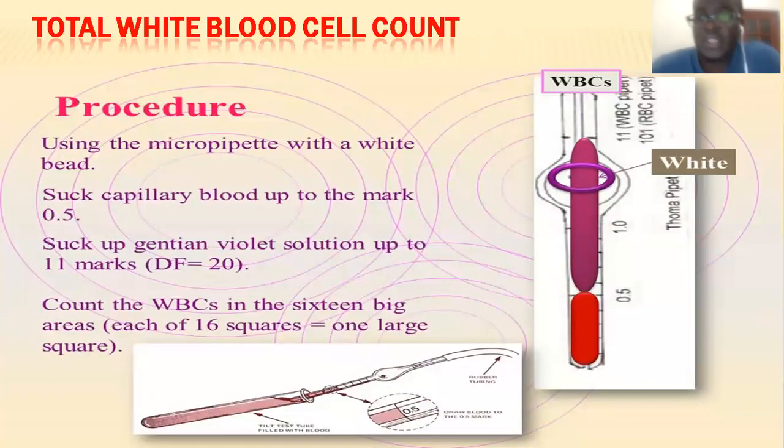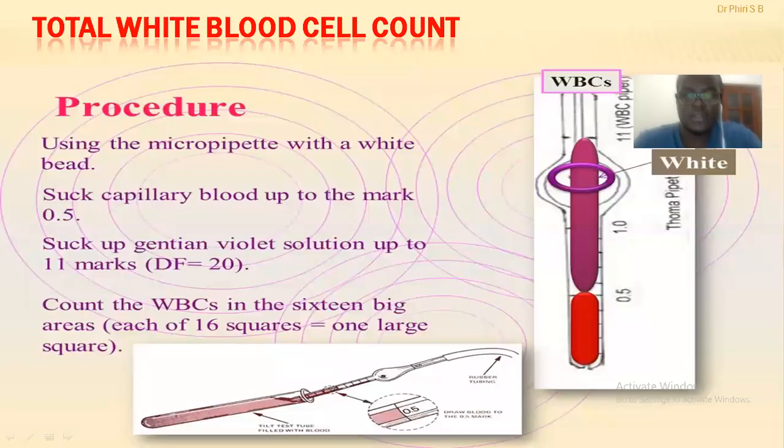So the actual procedure, okay, I lost connectivity. Okay, sorry about that. So we proceed.